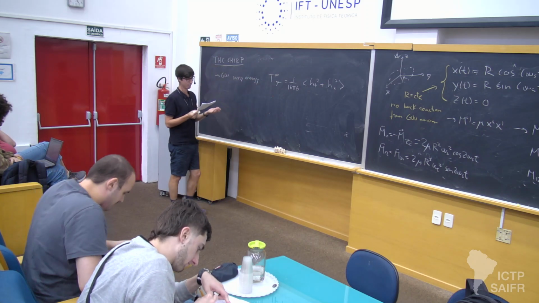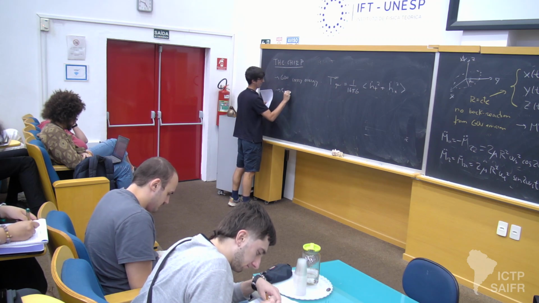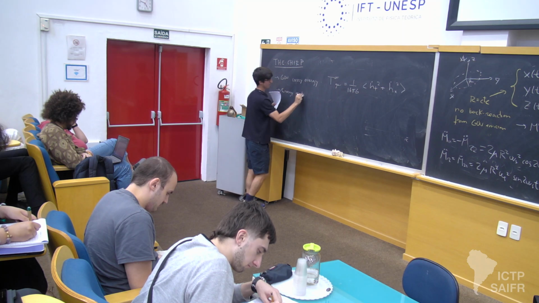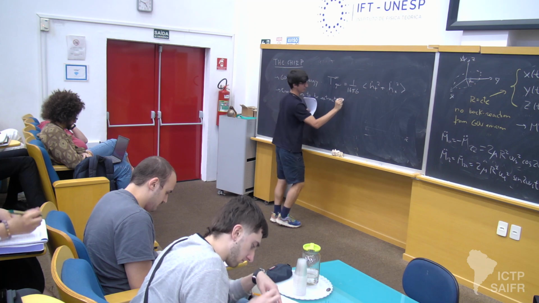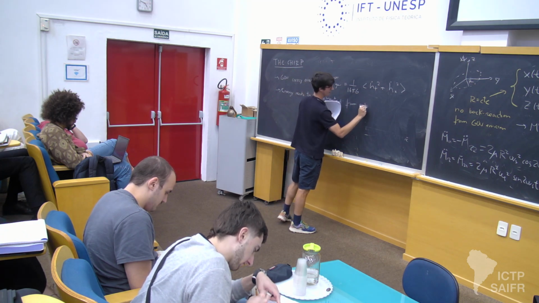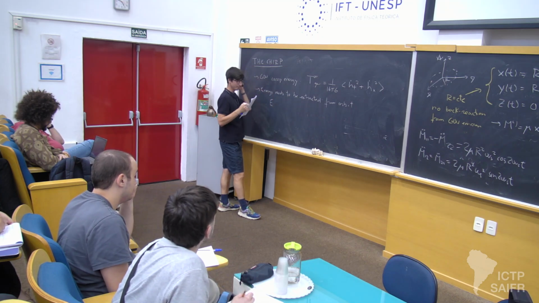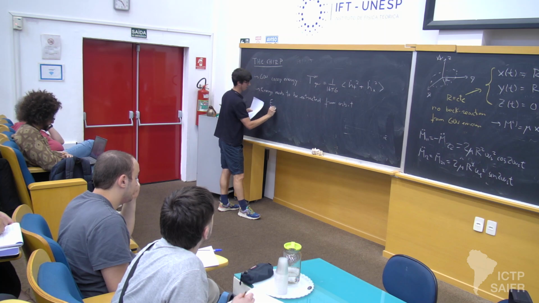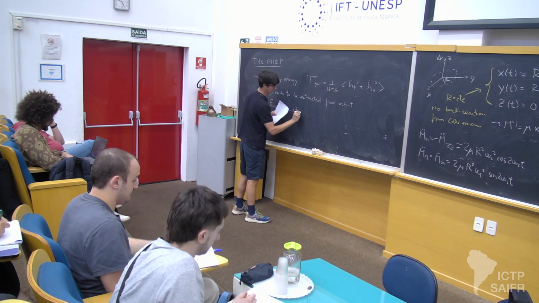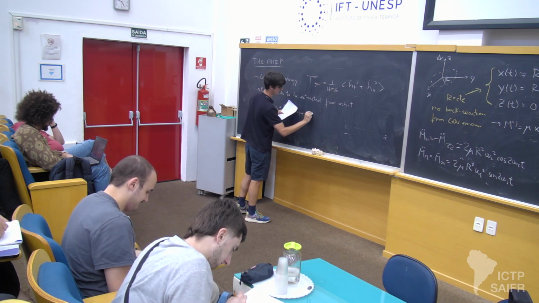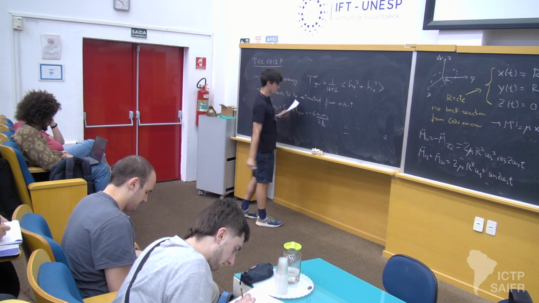And if you are emitting them, this energy needs to be extracted from the orbit. This is something that we know because we are always in the non-relativistic limit. So this is the energy of the orbit: the kinetic energy plus the potential energy, which is G M1 M2 over R.